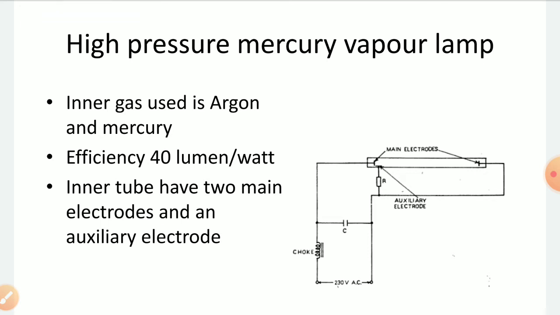Okay, so there also you'll find the applications of the sodium and mercury vapor lamps. So that's about the working principle and constructional features of sodium and mercury vapor lamps. Okay, so very simple type.